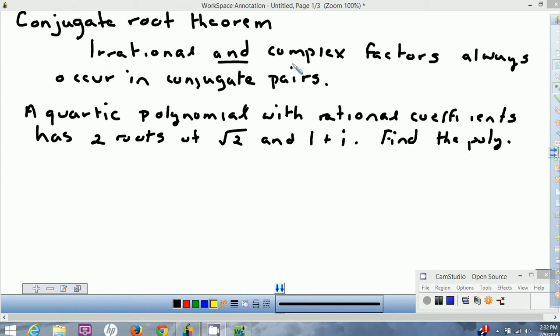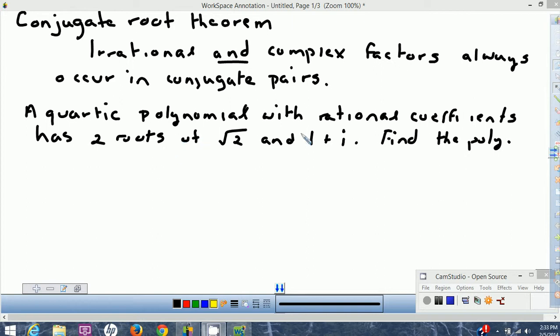That also occurs for complex factors. And we've talked about that to some extent when we've said that imaginary factors always have imaginary friends. If I've got 3i as a 0 of a function, I also have negative 3i as a 0 of a function. So let's look at this in context and answer a question here.